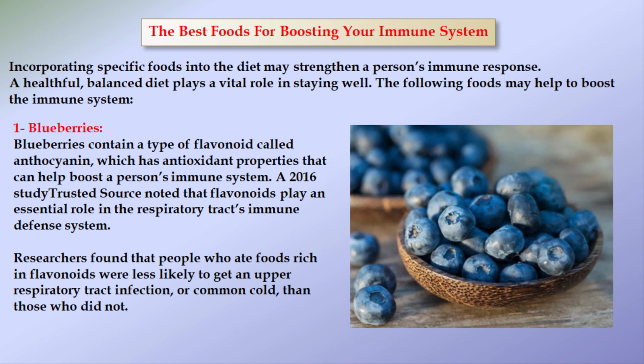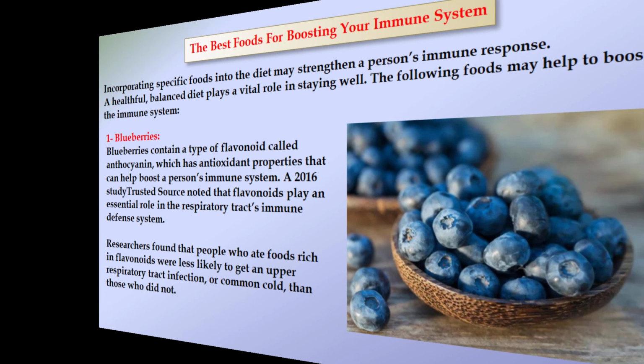1. Blueberries. Blueberries contain a type of flavonoid called anthocyanin, which has antioxidant properties that can help boost a person's immune system. A 2016 study noted that flavonoids play an essential role in the respiratory tract's immune defense system. Researchers found that people who ate foods rich in flavonoids were less likely to get an upper respiratory tract infection, or common cold, than those who did not.